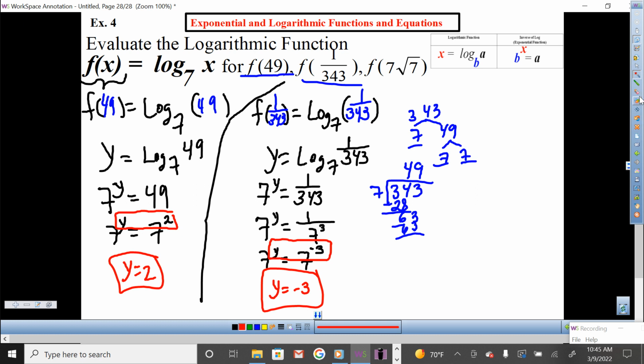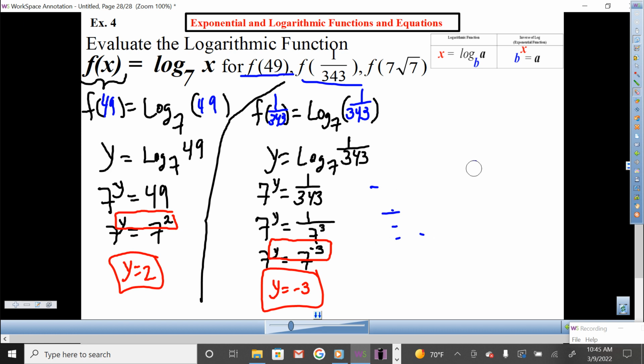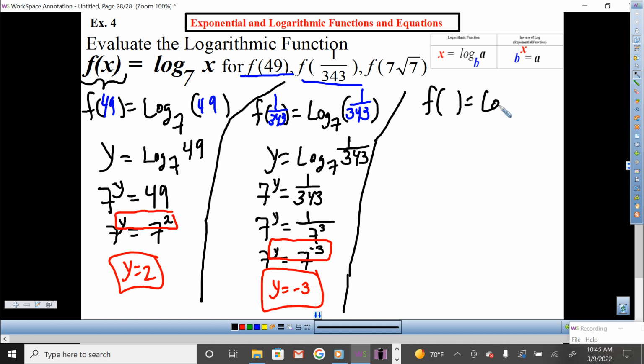Let's go with the last one. Let's do the last one together. The last one's going to be a bit challenging, but it's doable. Here you go. And again, we got f of x equals log 7 parentheses. And now we're going to substitute 7 square root 7. 7 square root 7. All right.